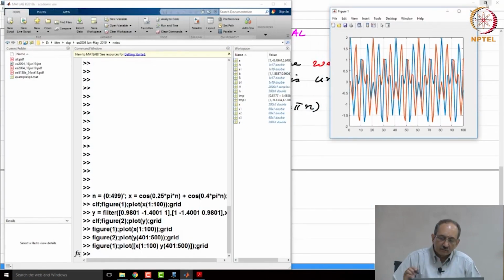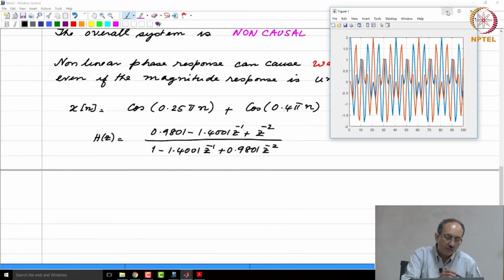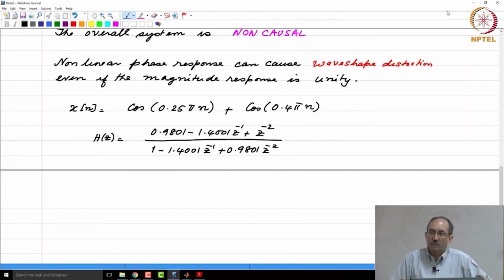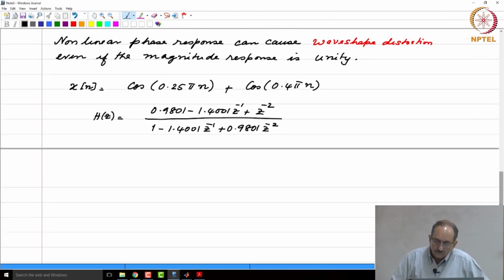So, if you pursue this example more, you will convince yourself that even though the magnitude response is unity, there is still wave shape distortion. You cannot do away with the wave shape distortion that this nonlinear phase response gives you. Therefore, in general we have seen that zero phase filtering is not possible. So, you have to deal with phase response, and magnitude response being unity is not enough. The nonlinear phase response can cause wave shape distortion.